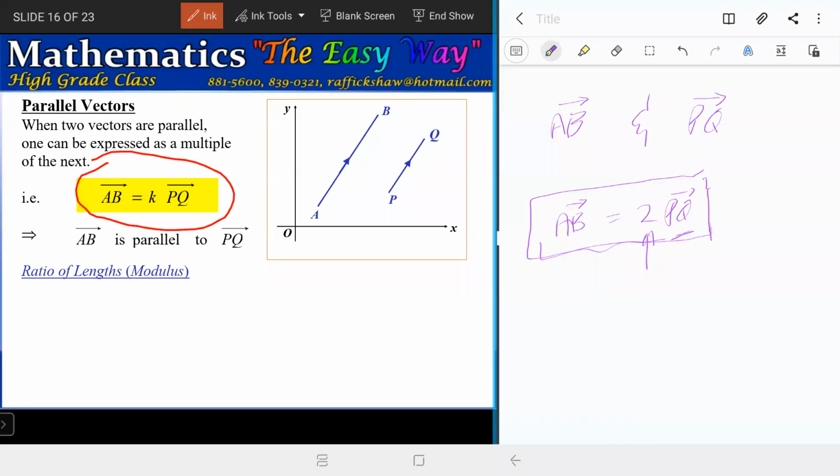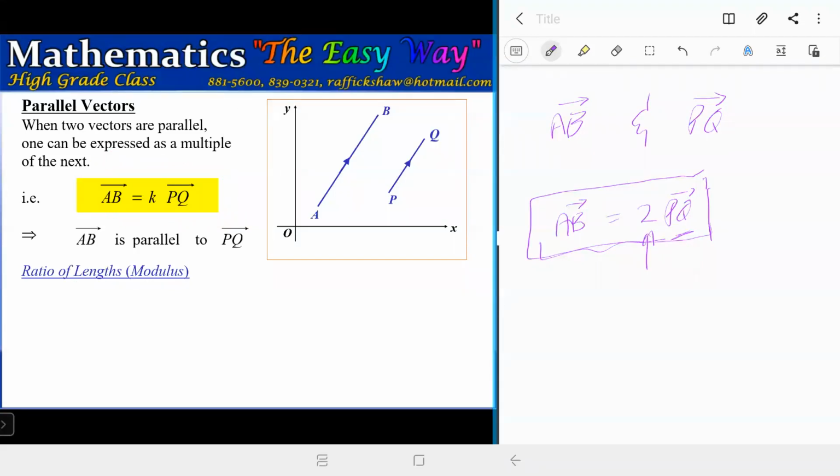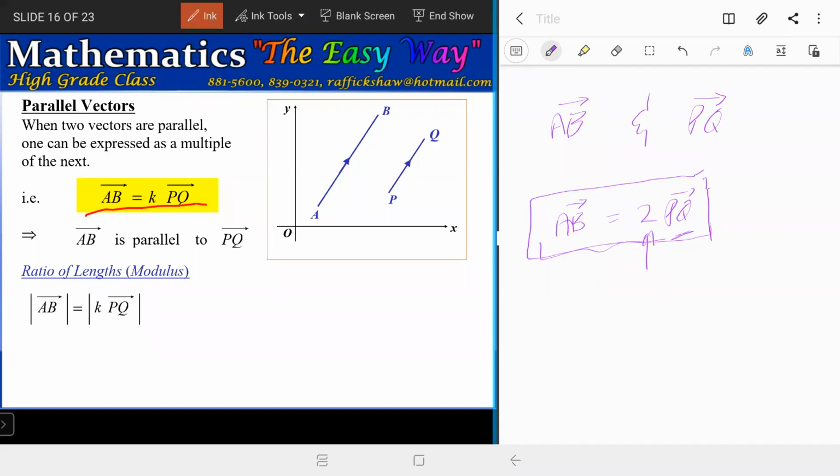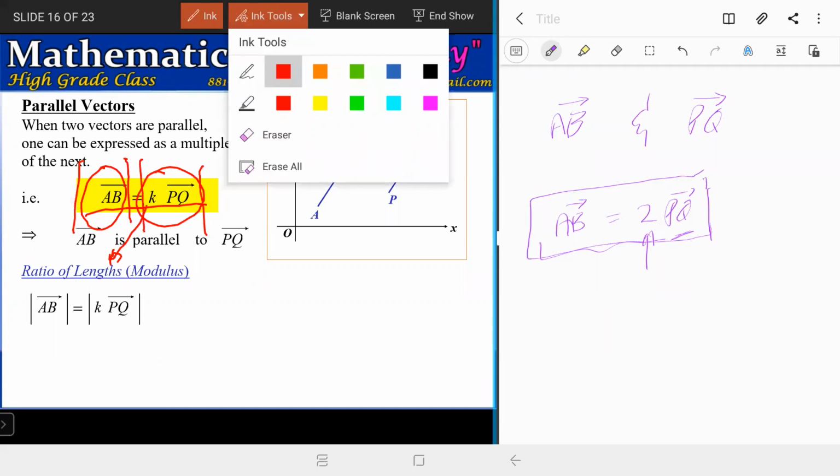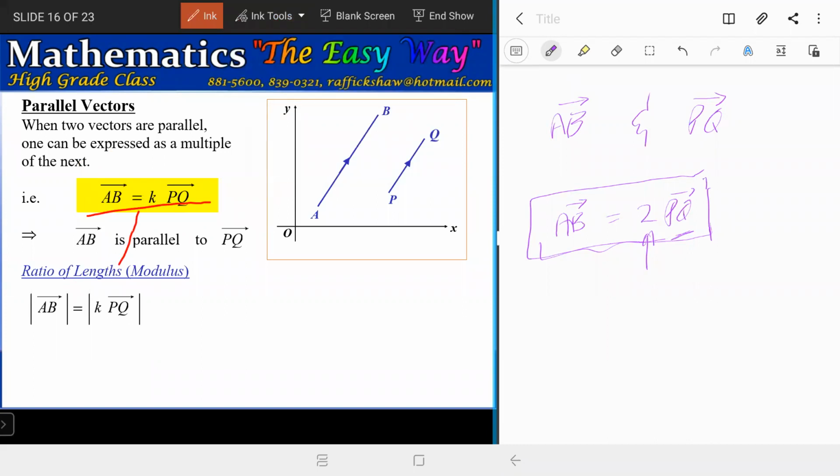And then another relationship is how long one is more than the next, or what is the ratio of the length. And when we talk about the length, we're talking about the magnitude. Remember, length is magnitude or modulus. All right, so you want to compare the modulus. So what we usually do, we take the modulus of both sides of the vector equation. Because if this equals this, then the modulus of this side equals the modulus of that side. That's the concept. Right?